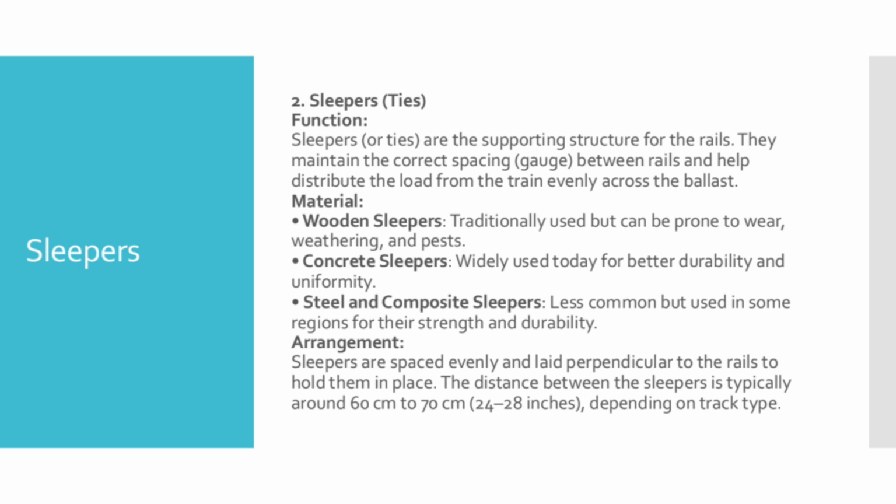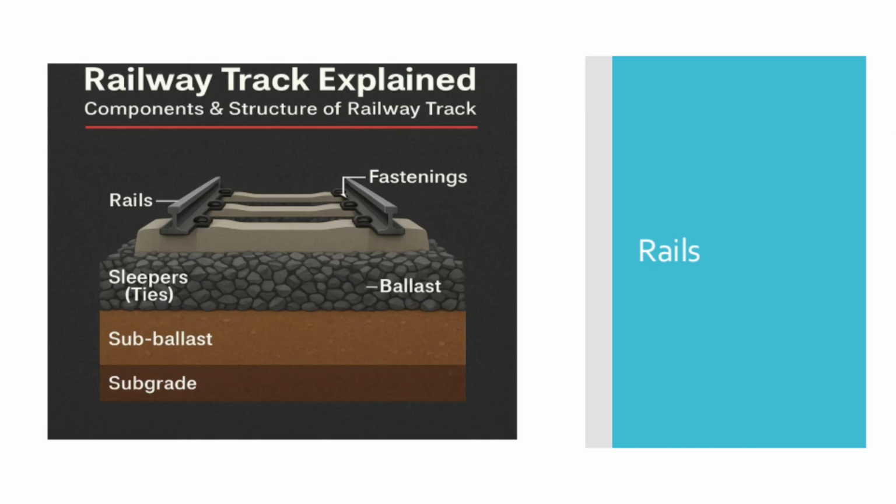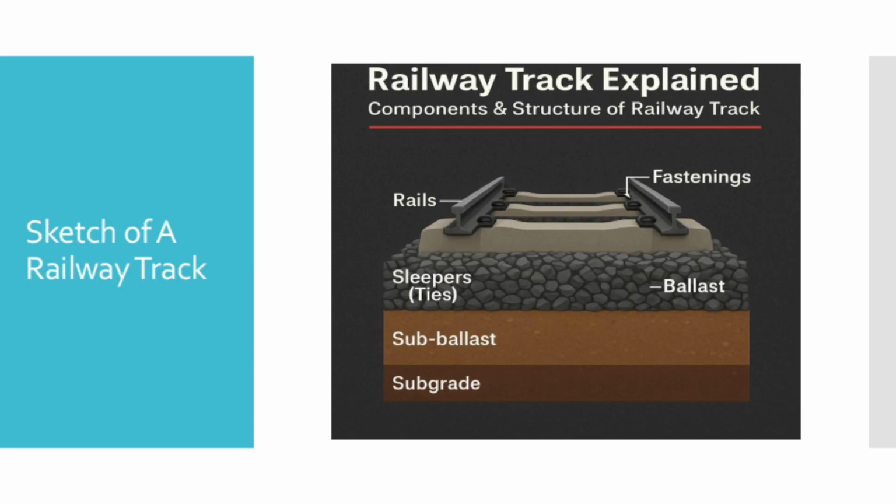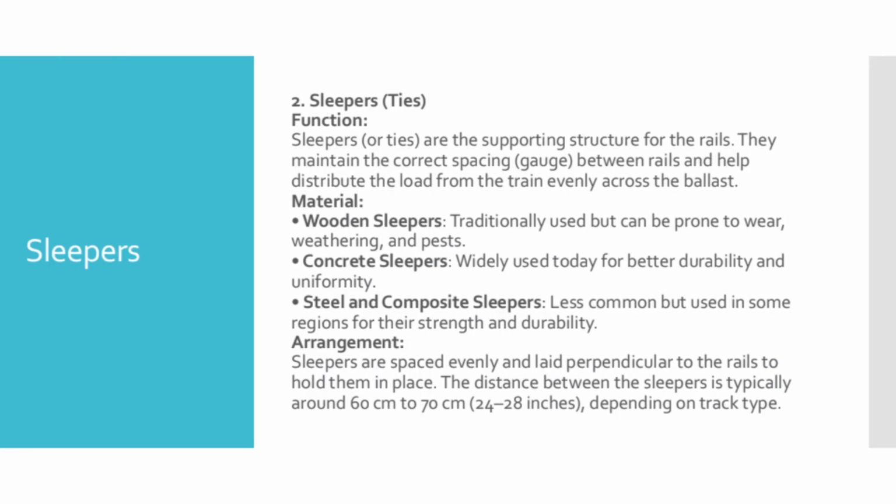Okay. Now, arrangement. How are these sleepers arranged? Sleepers are spaced evenly and laid perpendicular to the rails, as we can see in this picture over here. These sleepers are laid perpendicular. These are the sleepers. As you can see, they are laid perpendicular to the rails. Okay, as I have marked over here. Yes, that was the arrangement of them.